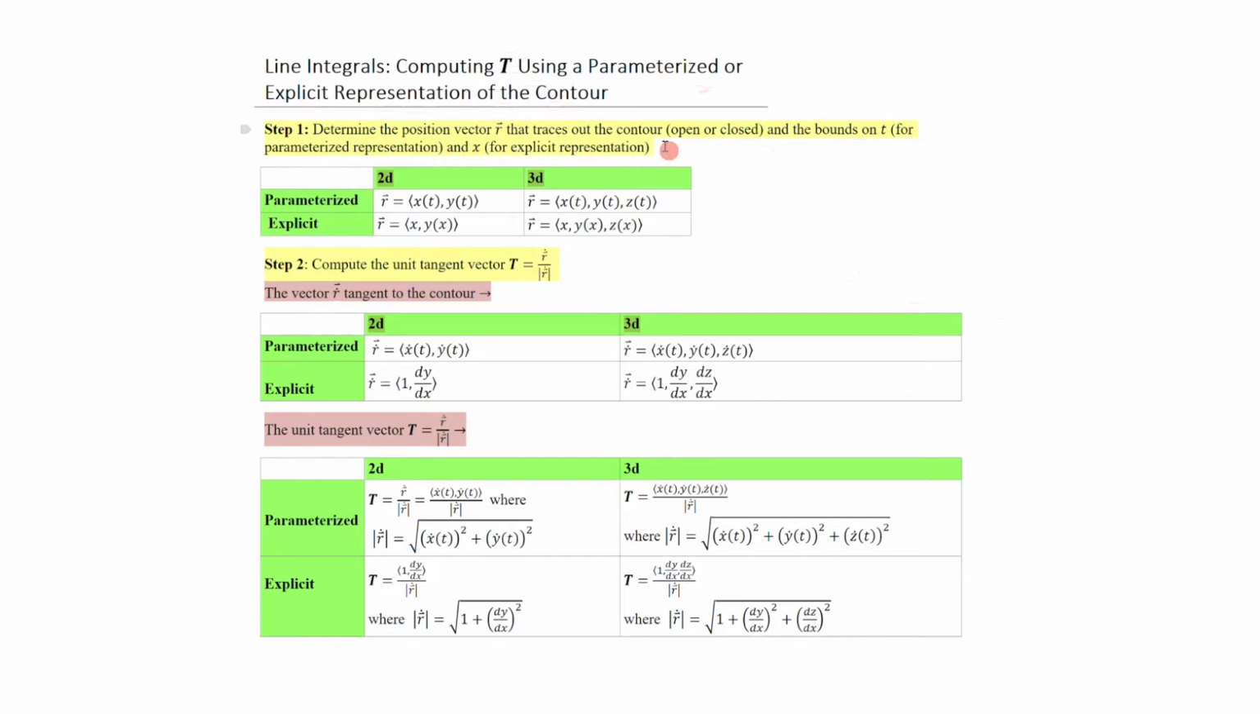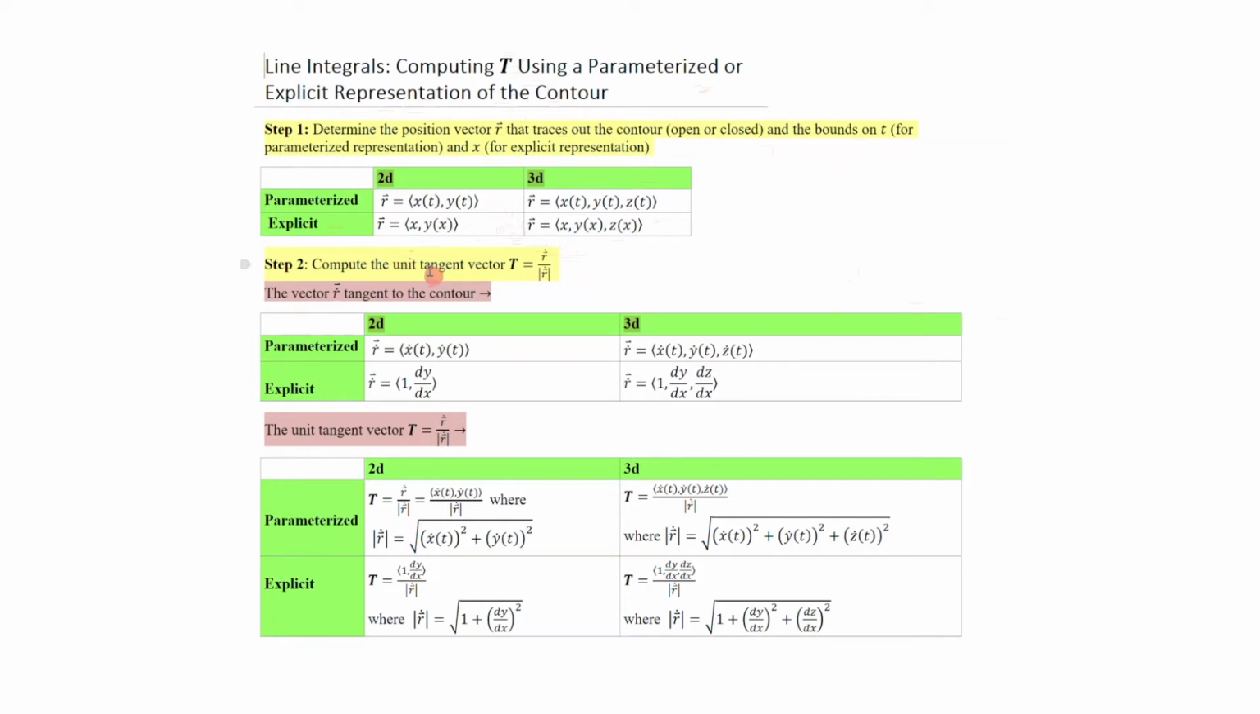So what would this typically look like? Well, in 2D, we'd have some means of parameterizing the contour. In the case of parameterized, it would be x as a function of t, y as a function of t. For 3D, there would just also be a z component. For the explicit representation, x remains as is, but the y component is a function of x. And if we had 3D, then the z component is a function of x. In both cases, if we're trying to represent a line using a position vector, we need one variable. In this case, it's t. In this case, it's x.